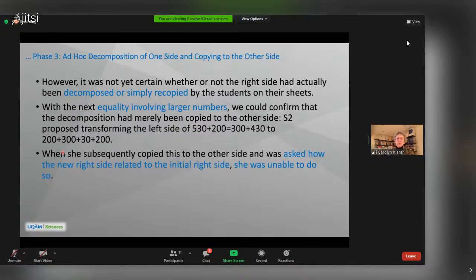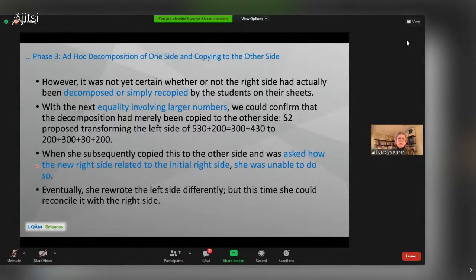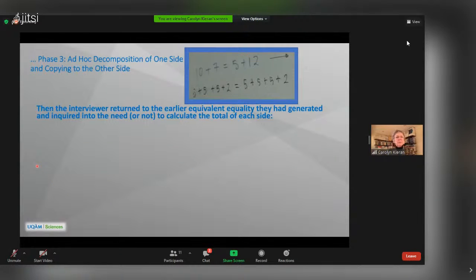When she subsequently copied this over to the right side and was asked by the interviewer how the new right side related to the initial right side, she was unable to do so. So eventually she rewrote the left side differently, but in such a way that she could reconcile it with the right side of the initial equality.